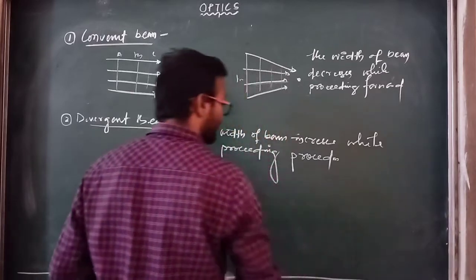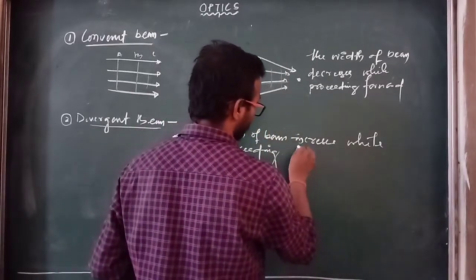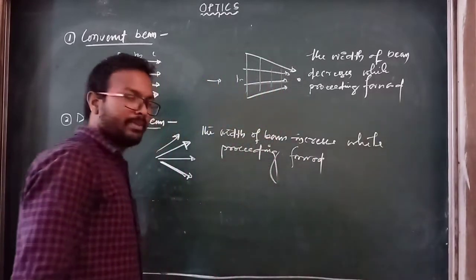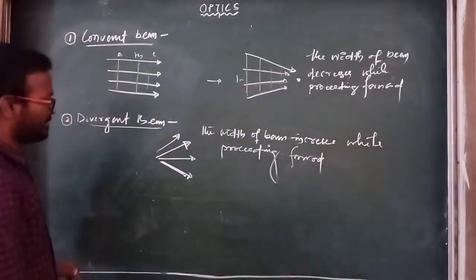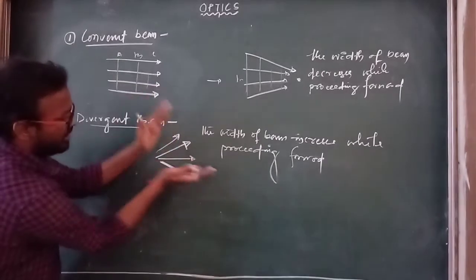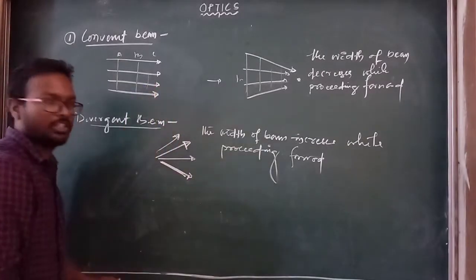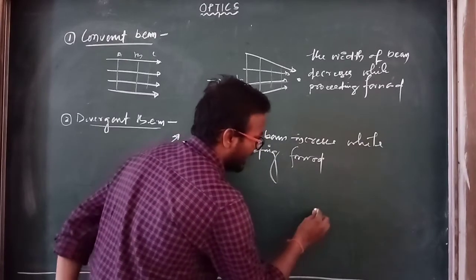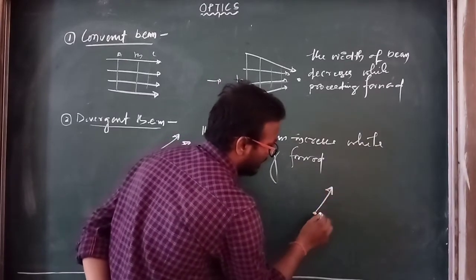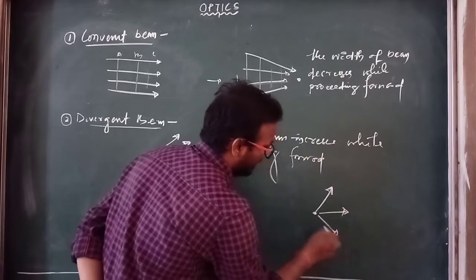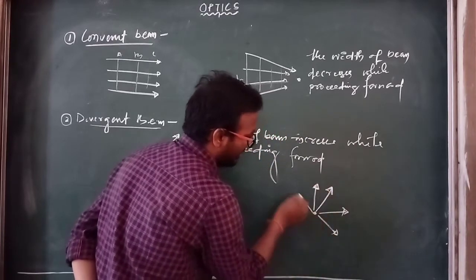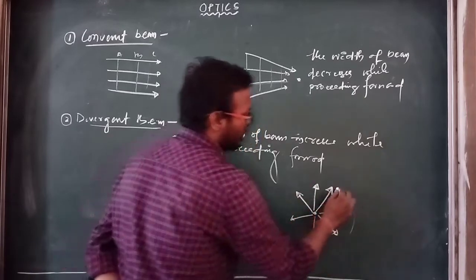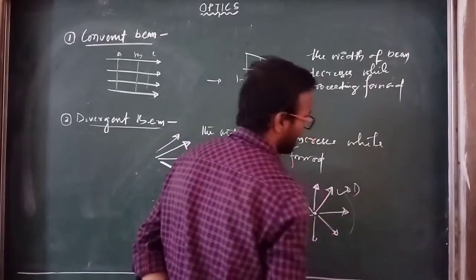While proceeding forward, that type of beam is known as a diverging beam. Clear? They diverge in all directions. Suppose there is a point source. We already know a point source emits light in all directions. These are the rays from the source, and these are also known as divergent rays.